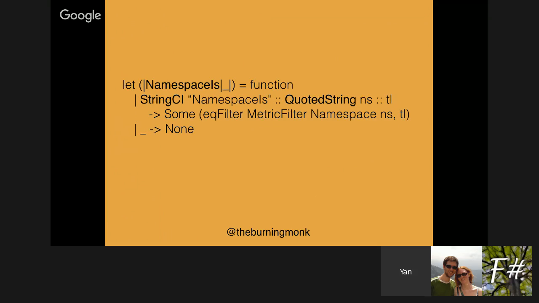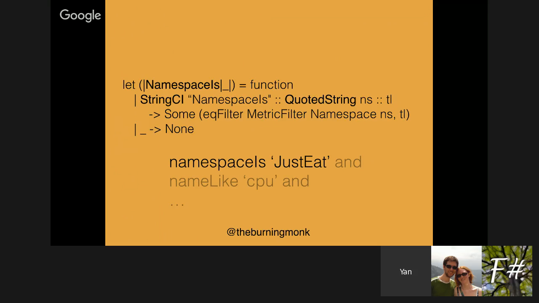So now we can have a pattern that says, given some input, a list of tokens, if the structure looks such that the first element is a string that looks like "namespace is", case insensitive, and the second element is a quoted string, then we will capture the thing that's in between the quotes, and we will also capture the rest of the list as a variable. In this case, we match it and we return a metric filter with that namespace value, as well as the rest of the list.